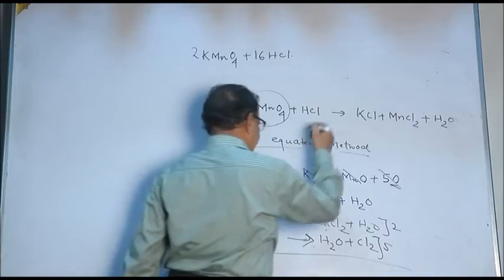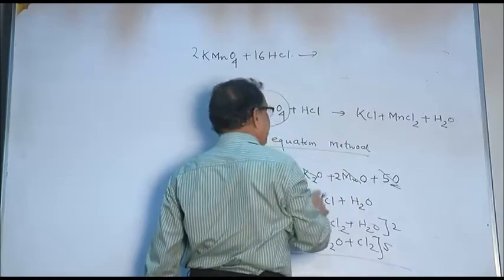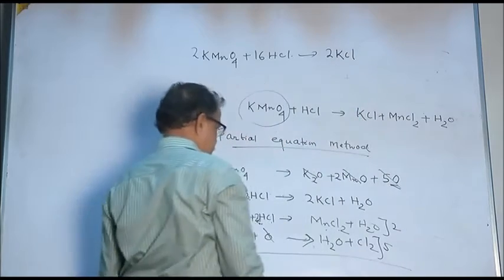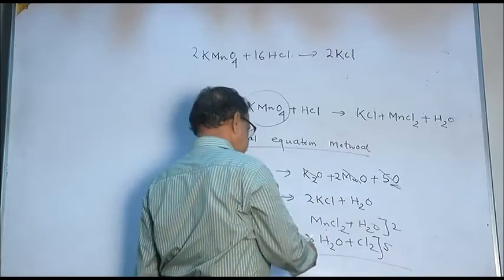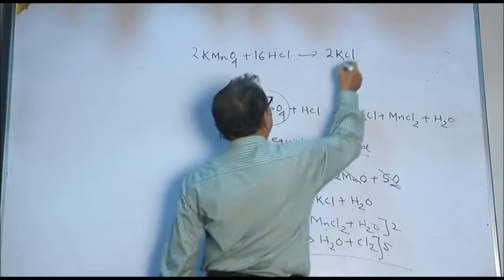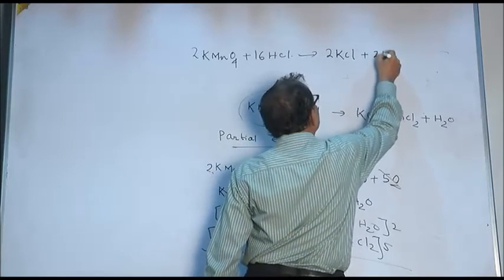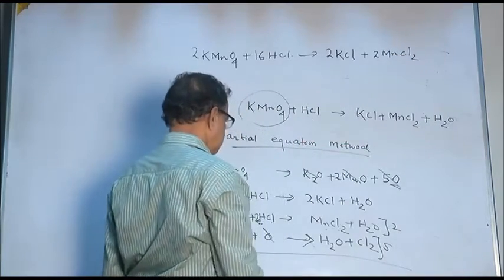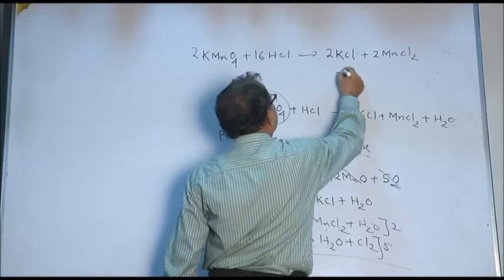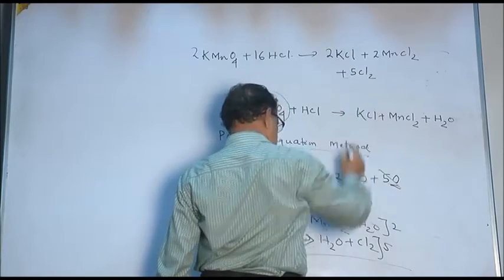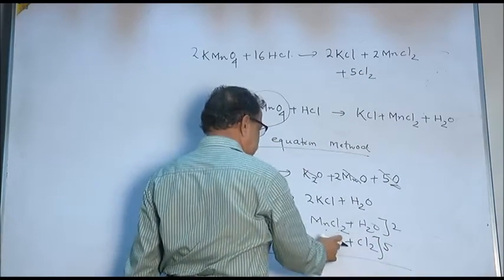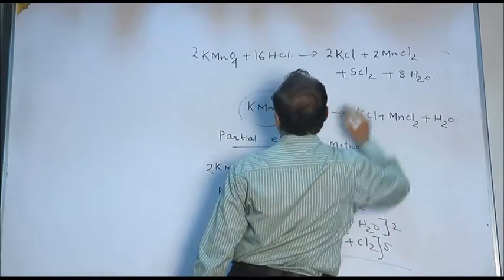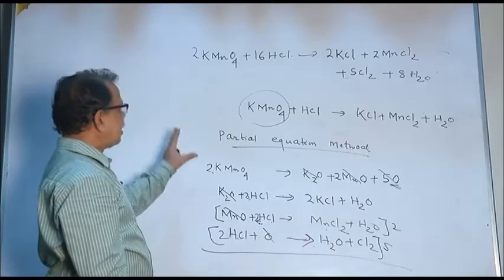On this side, look at here: 2 KCl plus 2 MnCl2 plus 5 chlorine, 5 Cl2, and 5 H2O, 2 H2O plus 8 H2O. Let us find out whether it is balanced or not. This is an easier method, the partial equation method.